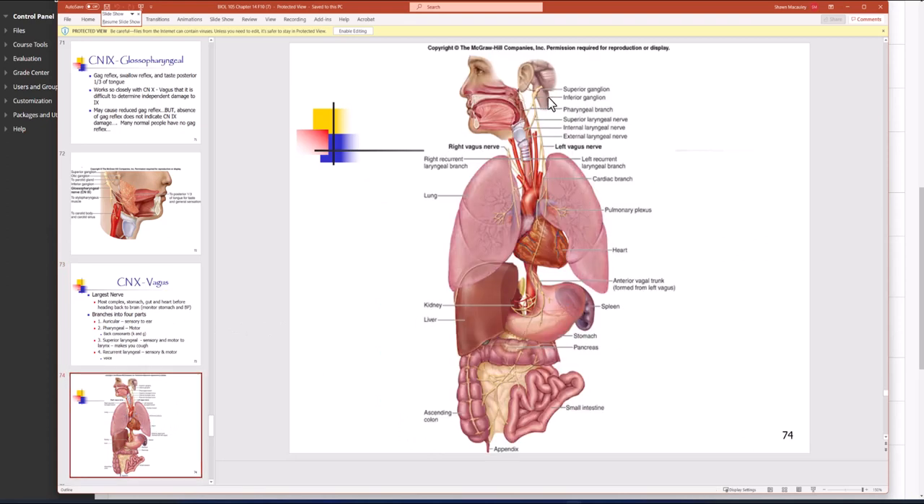You can see in this picture that it wanders down into the stomach, goes to the stomach, the upper intestines, to the lungs, the heart.